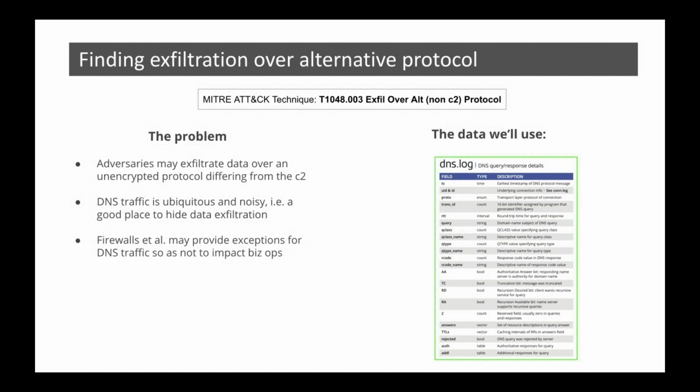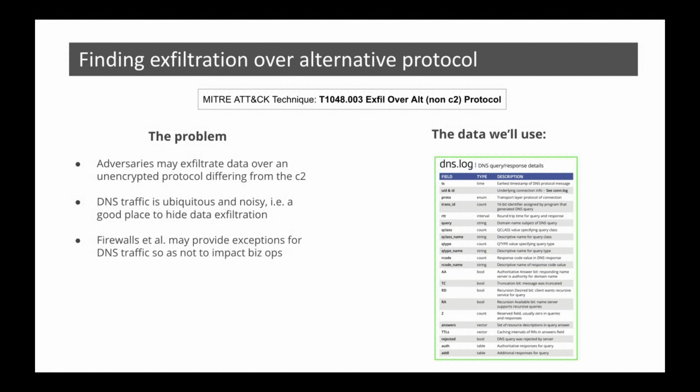And adversaries know this. Using DNS to steal and exfiltrate data out of a compromised environment is quite common. We see it in a lot of different attacks over the last few years. And of course, here it maps back to the specific MITRE ATT&CK technique 1048, subtechnique 3. So this is exfiltration over an alternative non-C2 protocol.